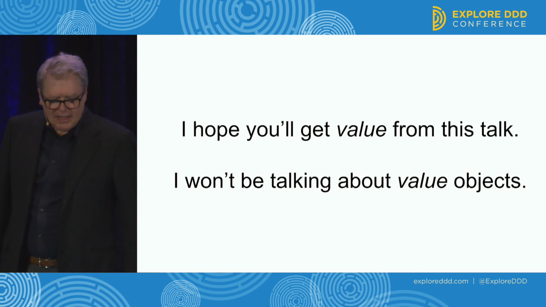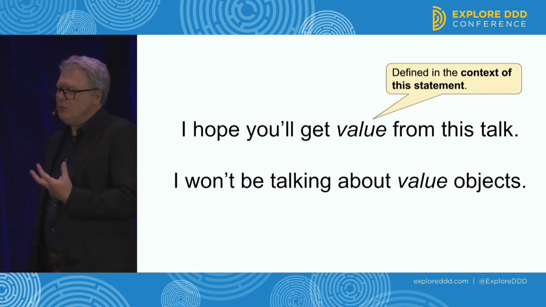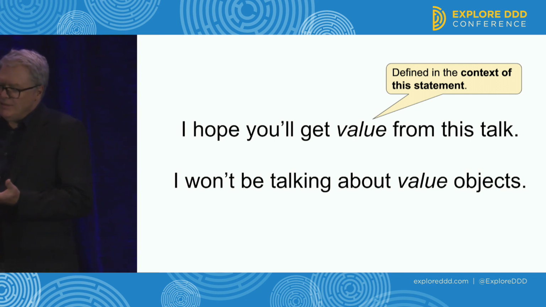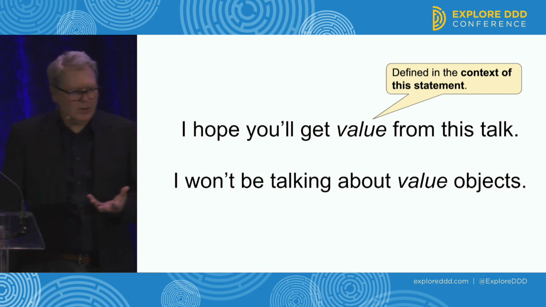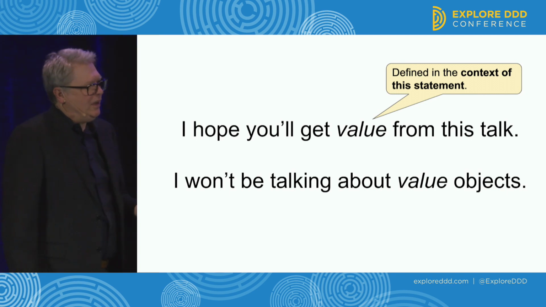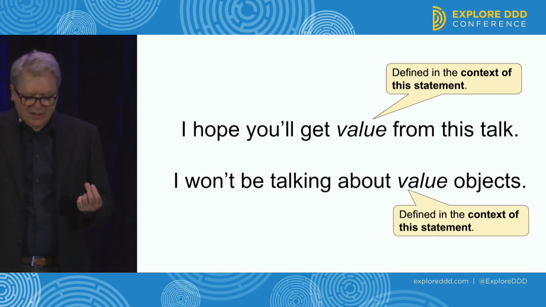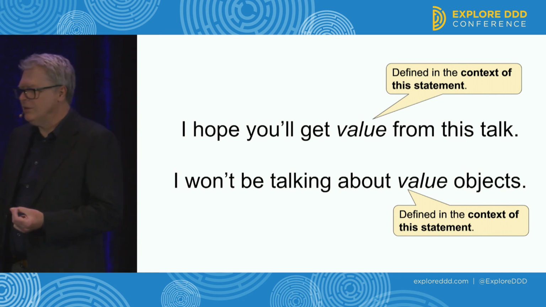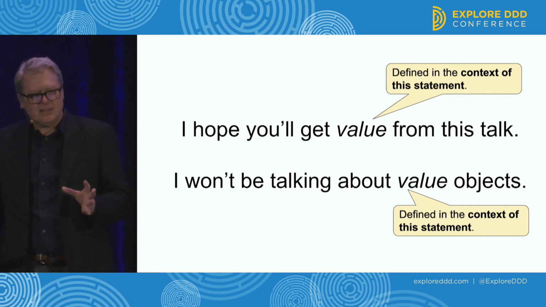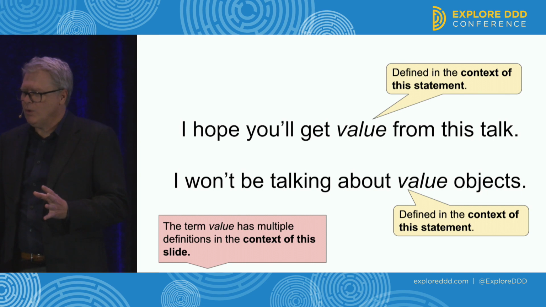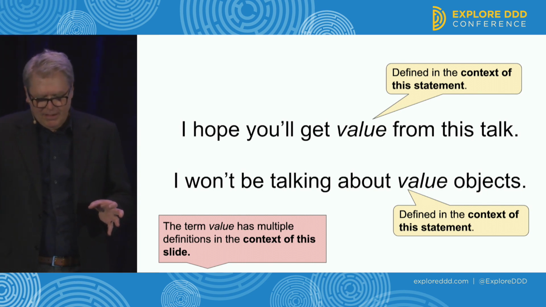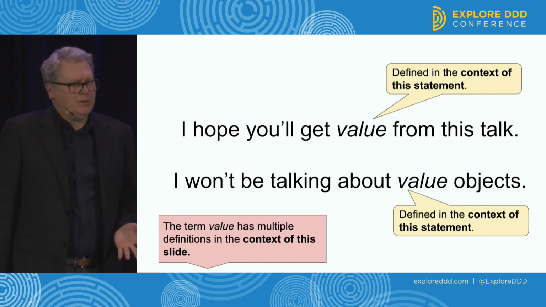So if we have these 2 statements, I could say that in the context of the first statement, we have a clear definition of the word value. In the context of the second statement, we have a clear definition of the word value. But in the slide as a whole, we have multiple definitions, right? So in this context, we have ambiguity.